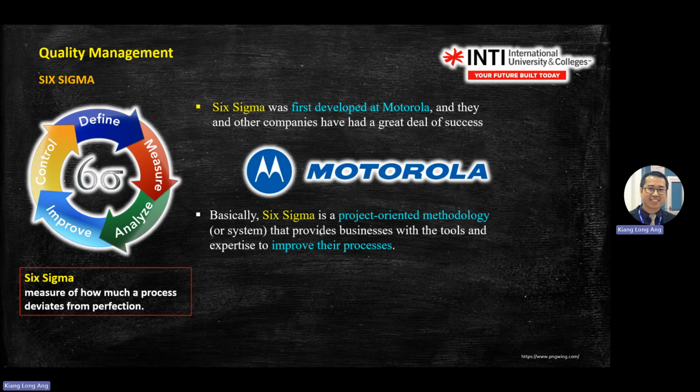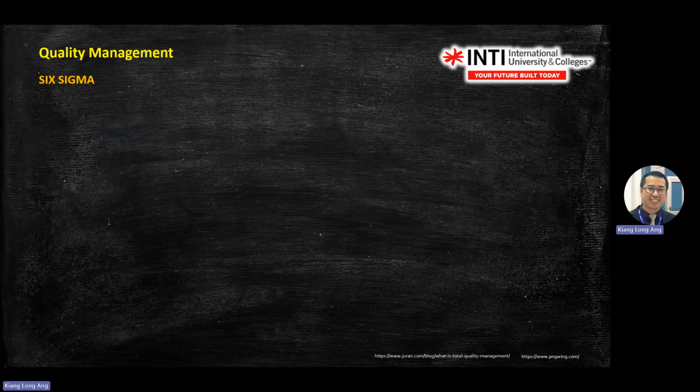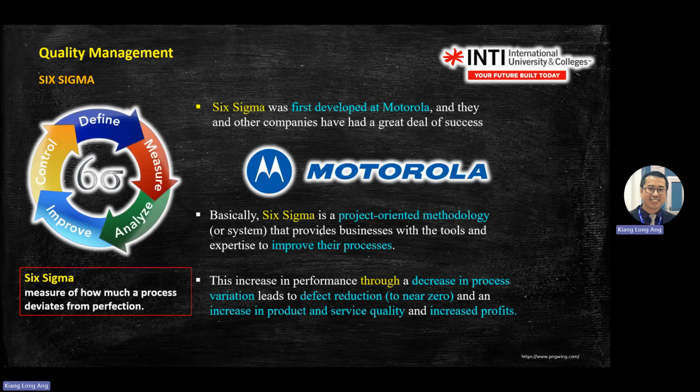So what is Six Sigma used for? They measure how much a process deviates from perfection. You set one target, then you see how many defects there are or how you control the process. Okay, we look into this one. So with Six Sigma, you increase performance through a decrease in process variation, leading to zero defects. Zero defect means out of 100%, every time maybe just one defect out of 1,000 or maybe millions.